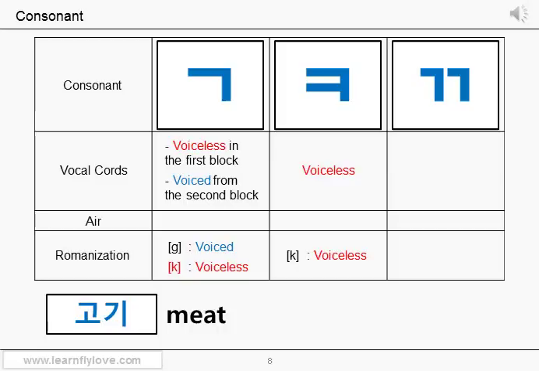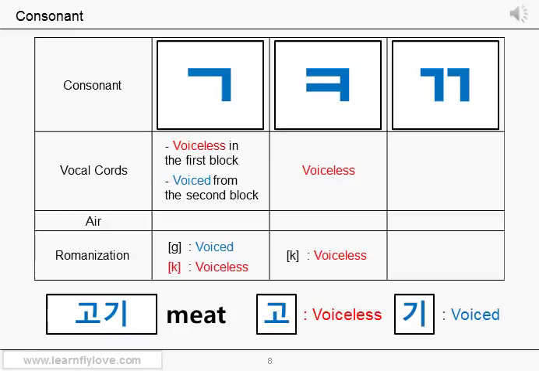고기. So the first consonant of the first letter 고 is a voiceless sound and it sounds more like K. The second consonant of the second letter 기 is a voiced sound and it sounds more like G. But if you use the English G sound for the first letter, it will sound different. Okay? It is actually pronounced 고기, not with a G at the start.